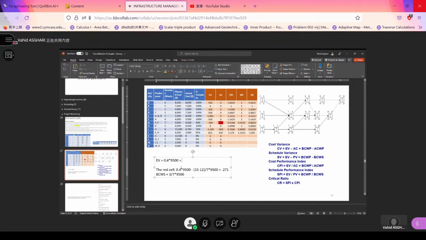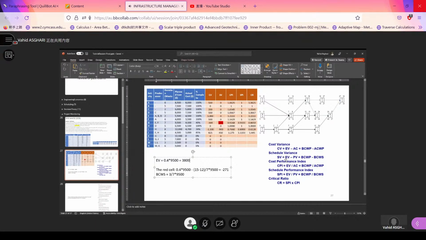Can anybody tell me? It will be $3,800. We expected that 40% of the work cost us about $3,800, but it actually cost us $4,100. It means that we unnecessarily spent $300 on the job so far.